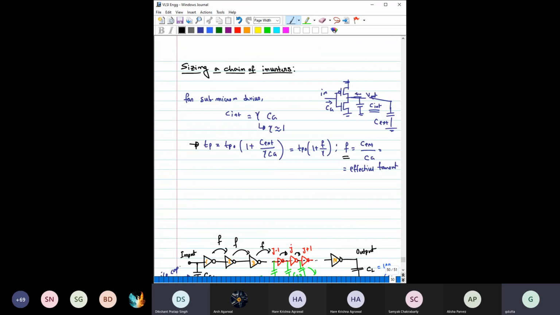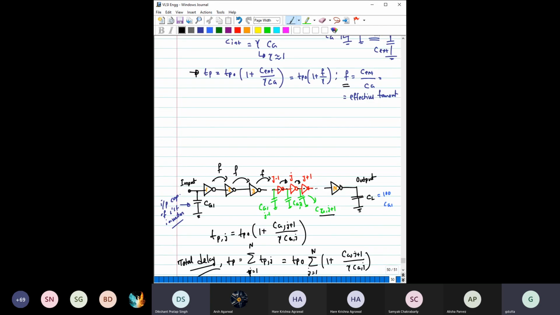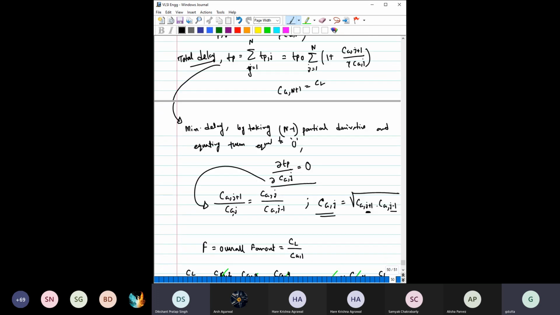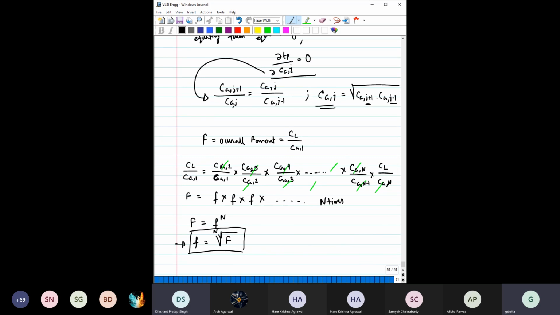But in today's class, I think up to this much understanding is important, that is, what the criteria should be for minimum propagation delay for an inverter chain, and how to find that factor of scaling. So this is basically that criteria for minimum propagation delay, and this is the value of that scaling factor, which is equal to f.